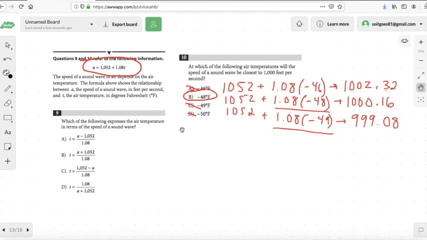I did the calculation and it's 998. Yeah, it's going to have to be smaller, right? Because you got a bigger negative number. So, any questions about that, either of you, ladies?